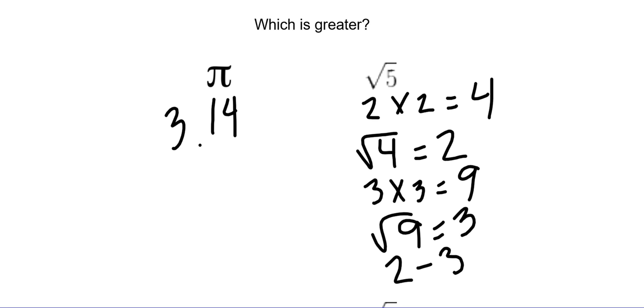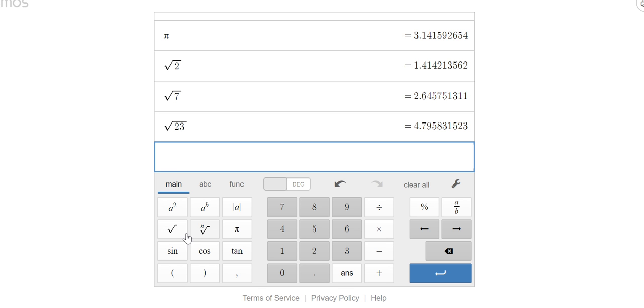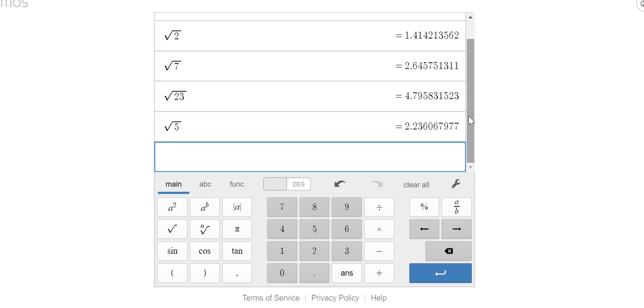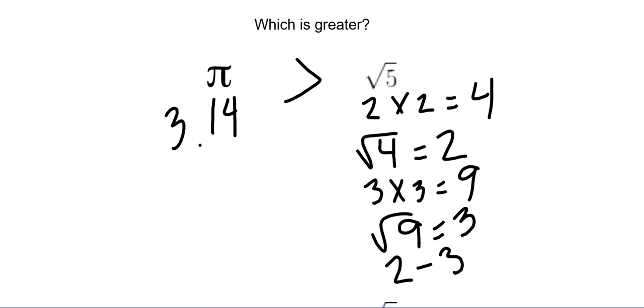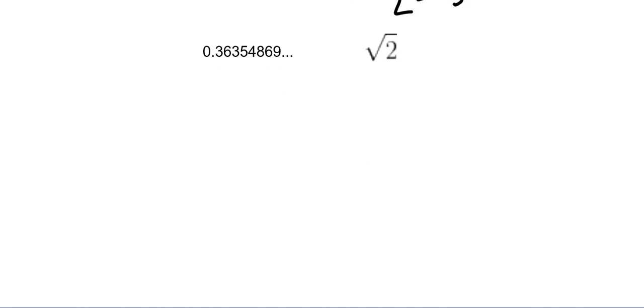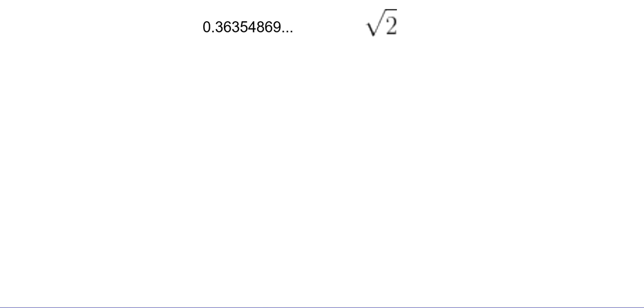So if I'm looking at that, which one's bigger? 3.14 or somewhere in between 2 and 3? Well, I know 3.14 is bigger than 3, so I know pi has to be greater. So here we see pi is greater than the square root of 5. I can pull up my calculator to double check that. Square root of 5 is 2.23. That is indeed less than 3.14. So we did that correct. Let's move on. We just have 2 more examples here to go through.